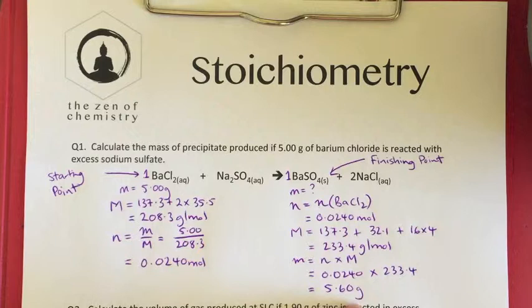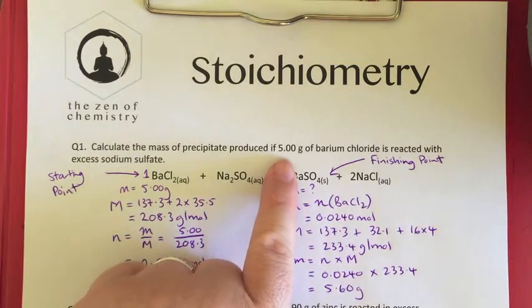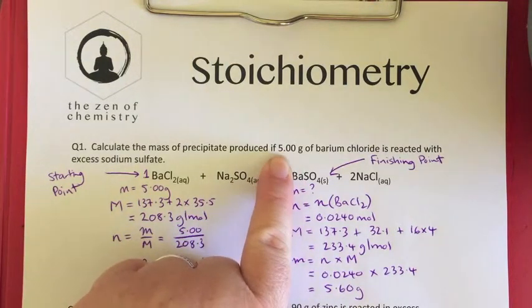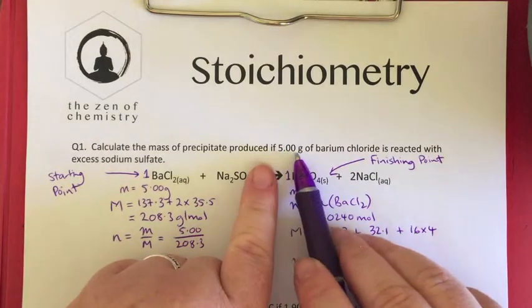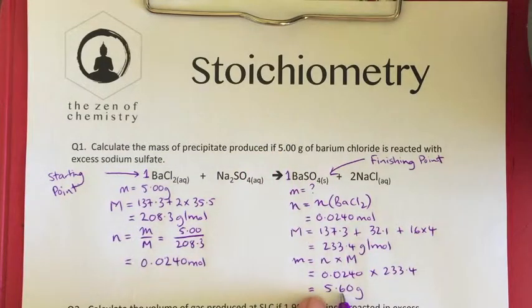Okay, we started off with 3 significant figures, 1, 2, 3, and so we finish with 3 significant figures.